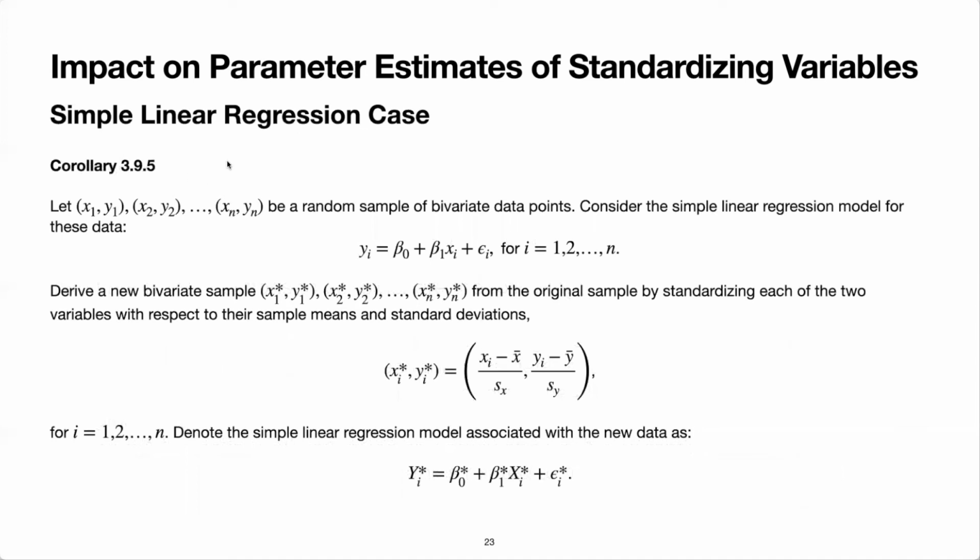And so we can apply the previous theorem and come up with this corollary. So this will be corollary 3.9.5. And so again, we have the same setup here. We've got our original bivariate sample along with a simple linear regression model. We derive a new sample by standardizing the x's and the y's, and then we express the simple linear regression model for the new data, as we have here at the bottom of the slide.